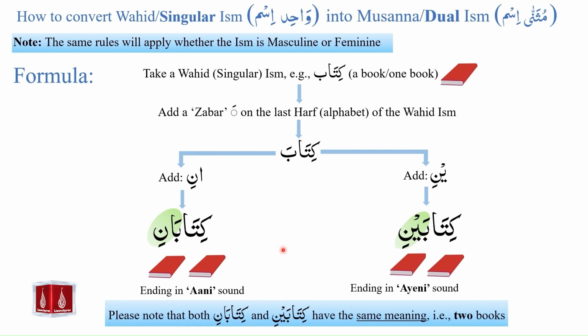For now, the most important thing to know is that we have to focus on the ending sound of these words in order for us to differentiate it from wahid ism. Once again, kitab is the wahid ism and its musanna will be either kitabani or kitabaini.